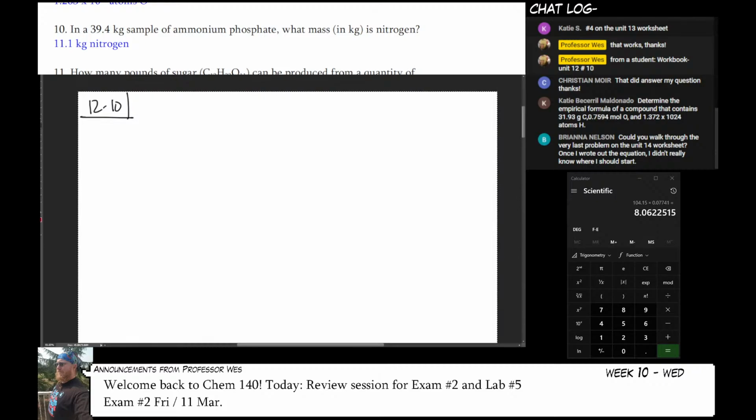All right. In a 39.4 kilogram sample of ammonium phosphate, what mass in kilograms is nitrogen? Okay. So first you have to know what ammonium phosphate is, and then, spoiler, here's the formula. There's ammonium phosphate.